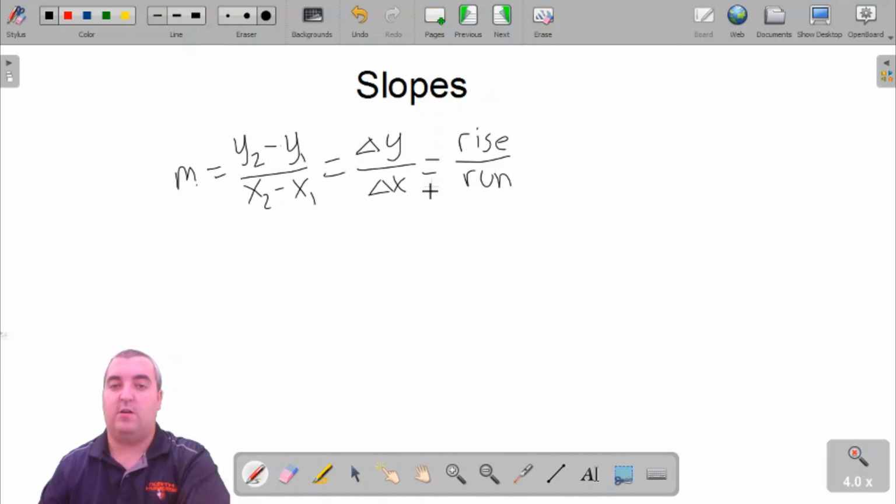Another way you can think of it is it's the rise over the run. So how far up do you go, and how far over do you go to take a step on your graph, or your function.